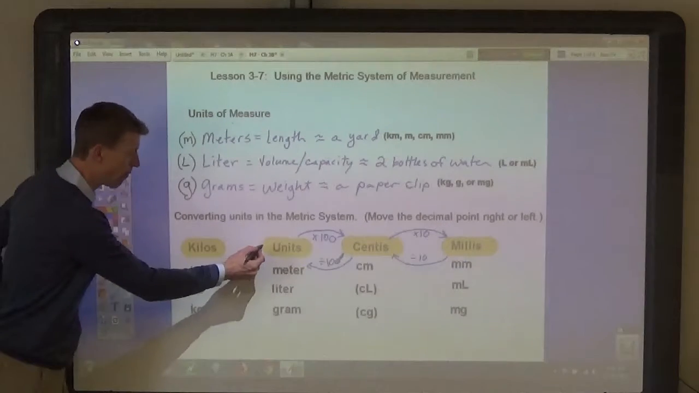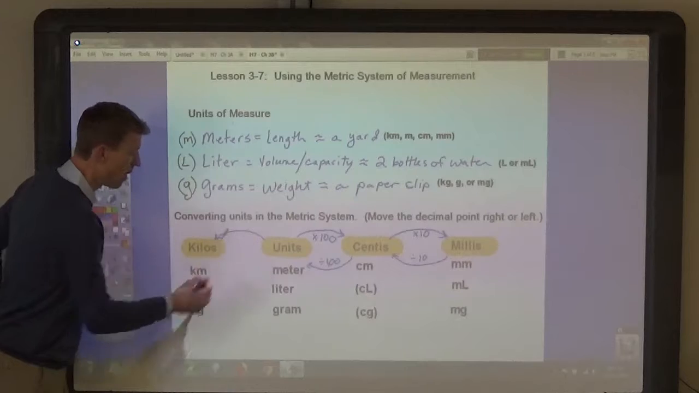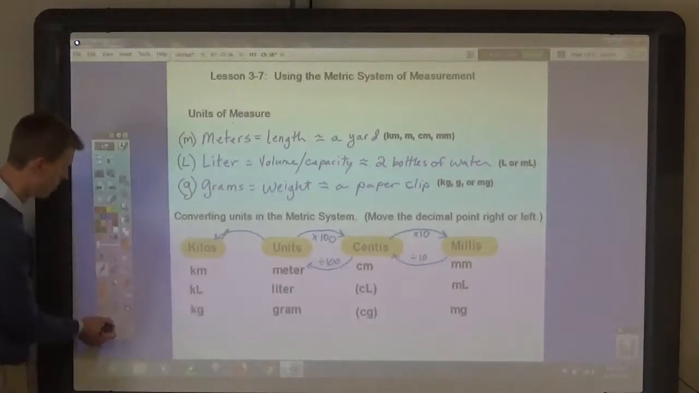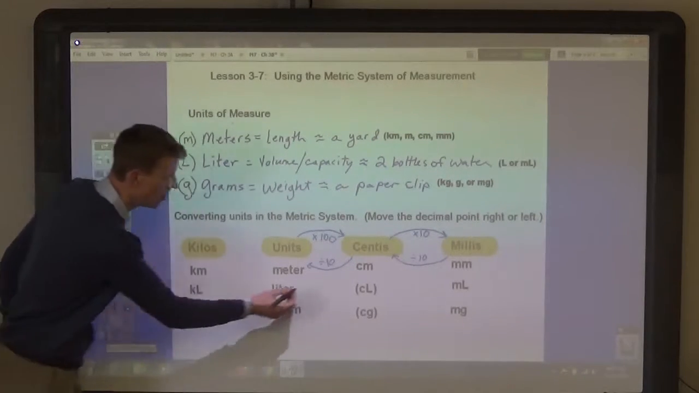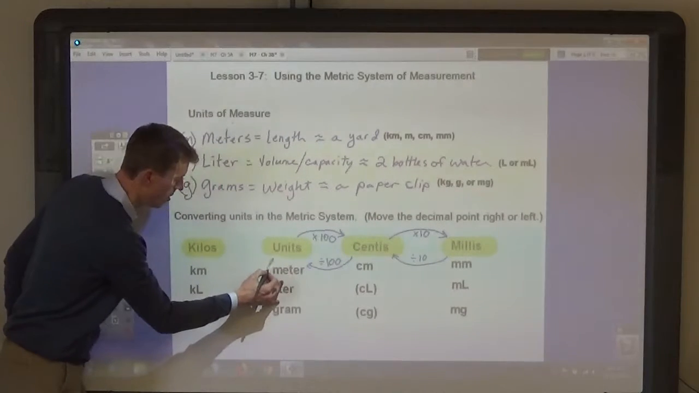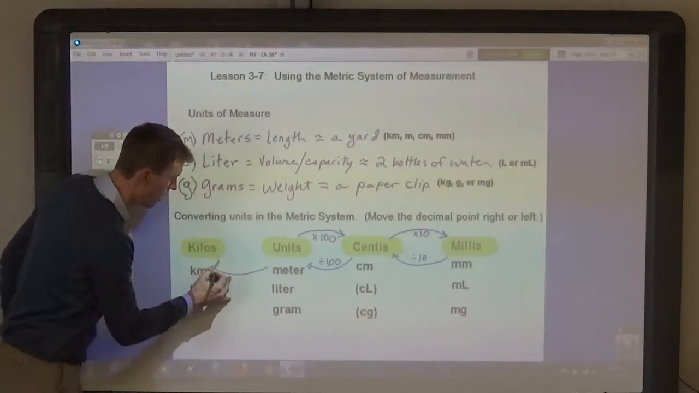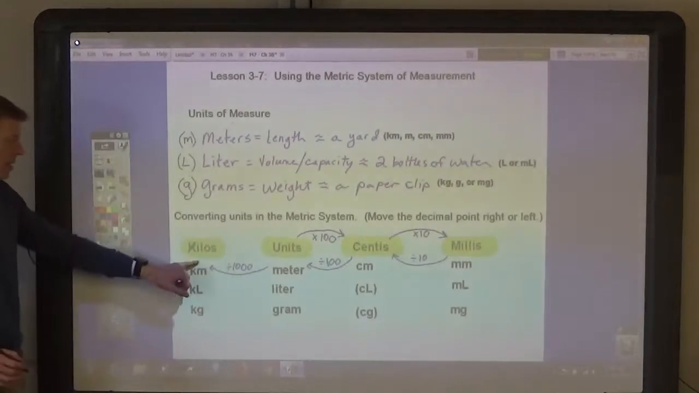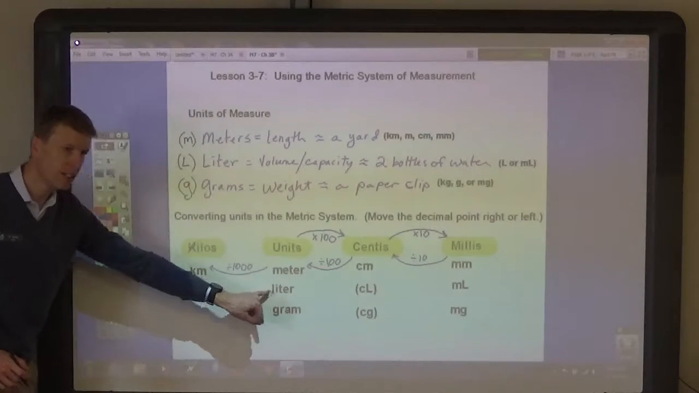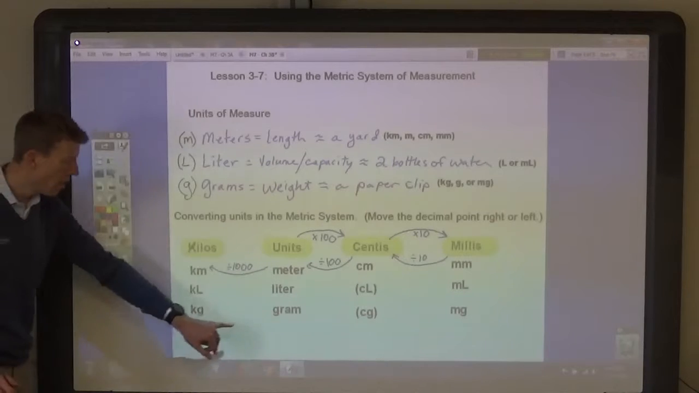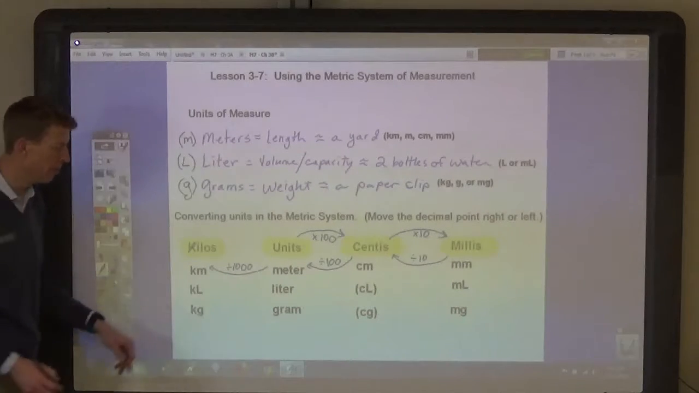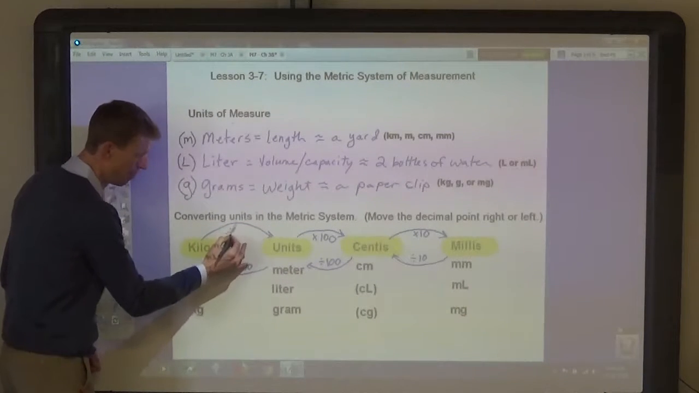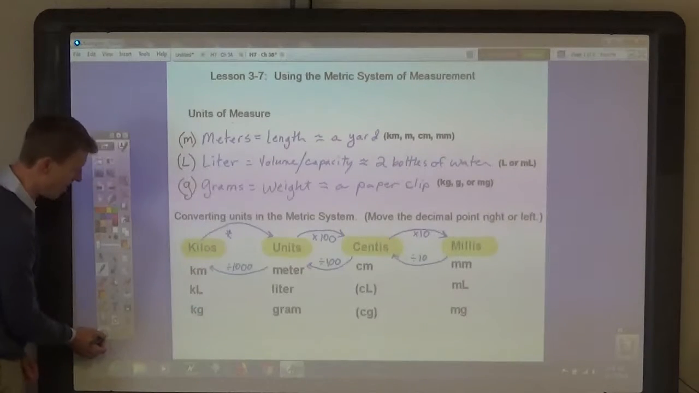And then finally, if you're going from the units to a number that's bigger, so if you have meters and you need to go to kilometers, then again you divide it by 1,000. There's 1,000 meters in a kilometer. Or there's 1,000 liters in 1 kiloliter. 1,000 grams in 1 kilogram. If you have kilograms and you need to go to units, then you multiply it by 1,000.